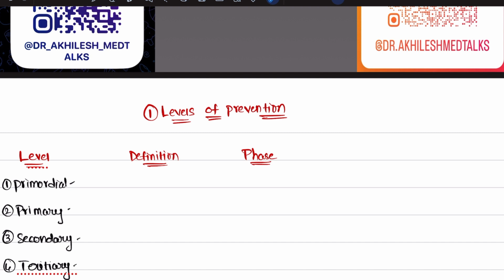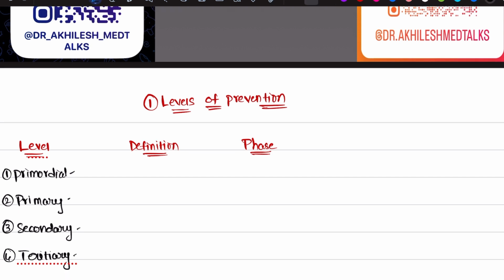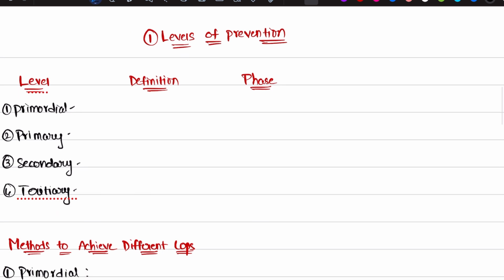Let's write the definitions of each of them, so you're going to understand it better. In the primordial level of prevention: prevention of occurrence of risk factor. Here no risk factor is there, no disease is there, so I'm going to specify it. Minus means no risk factor, and DS means no disease. Here, no disease.